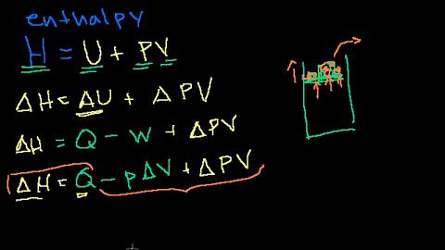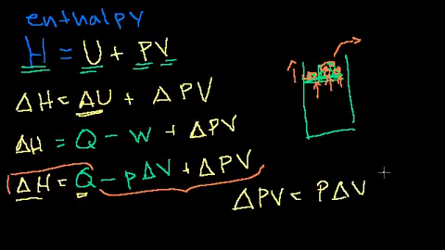Or another way, under what conditions is delta pressure times volume equal to pressure times delta volume? When does this happen? When can I make this statement? Because if I can make this statement, then these two terms are equivalent right here, and then my change in enthalpy will be equal to the heat added.